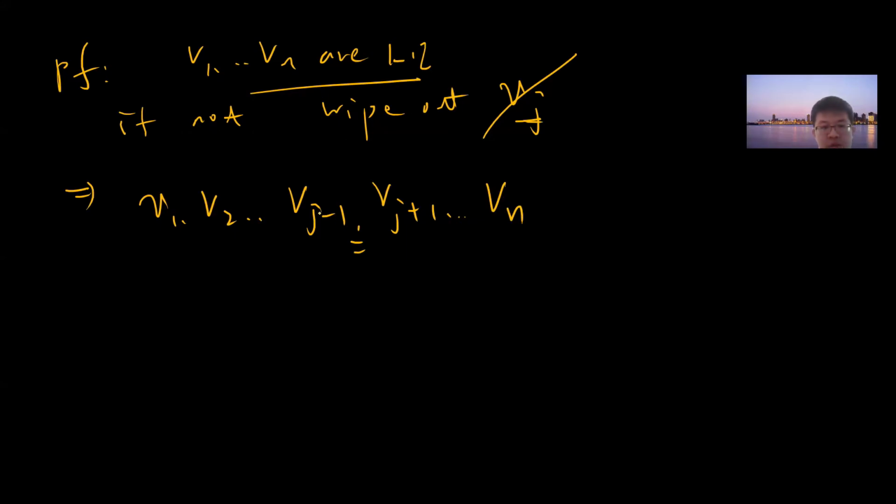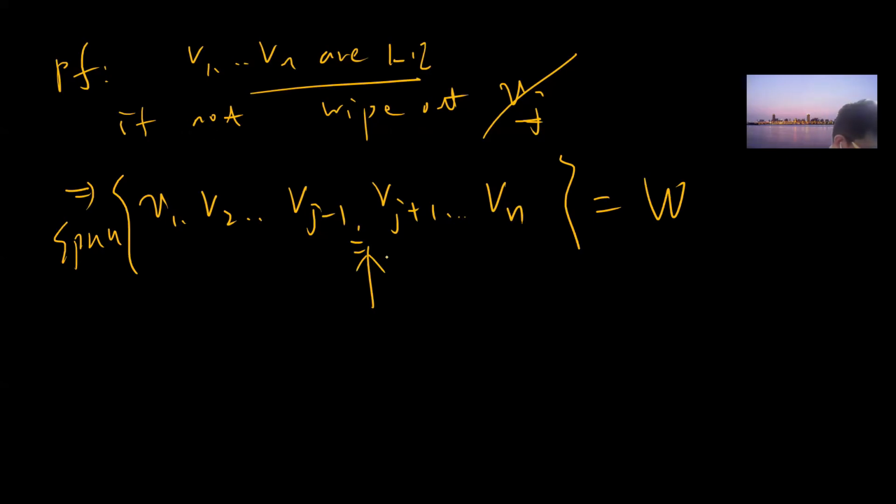Right, and since it is, the span of it is still W. Because this Vj is also linearly independent, so it is a linear combination of the previous ones, so their span is still W. And then I can keep going. I keep going and delete.